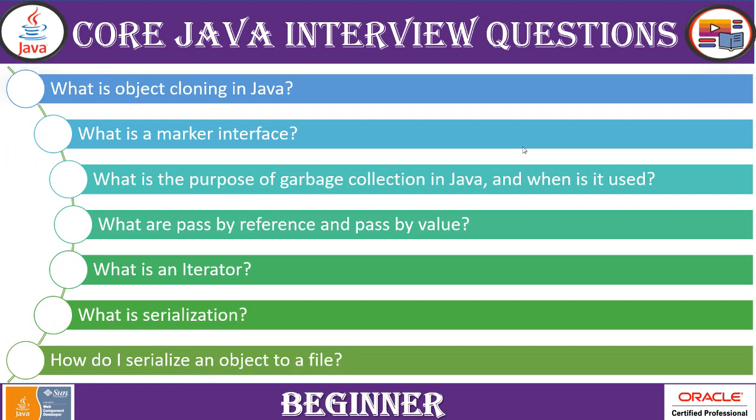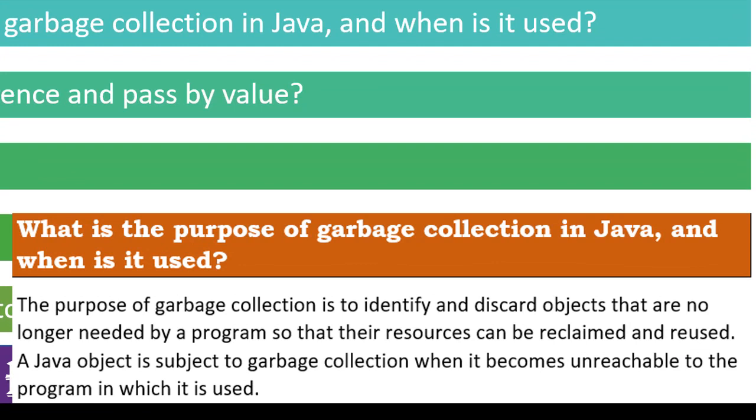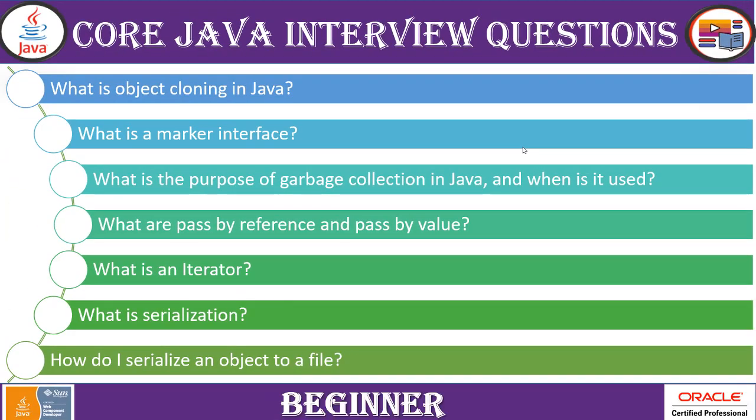What is the purpose of garbage collection in Java and when is it used? The purpose of garbage collection is to identify and discard objects that are no longer needed by a program so that their resources can be reclaimed and reused. It's just like recycling. A Java object is subject to garbage collection when it becomes unreachable to the program in which it is used.